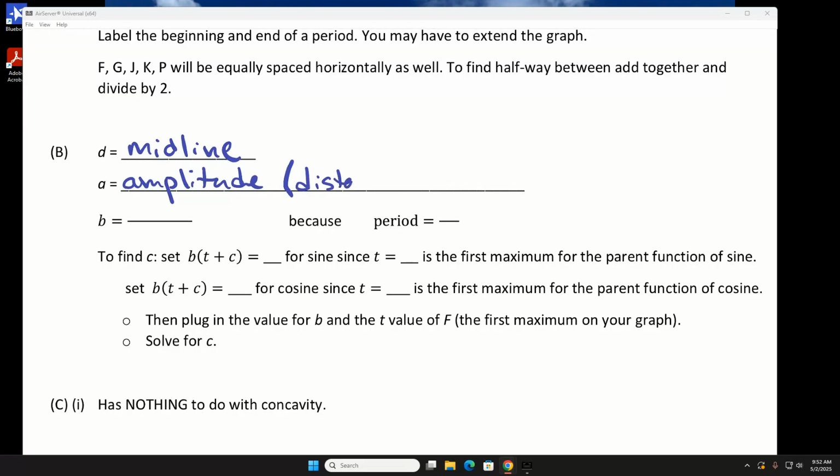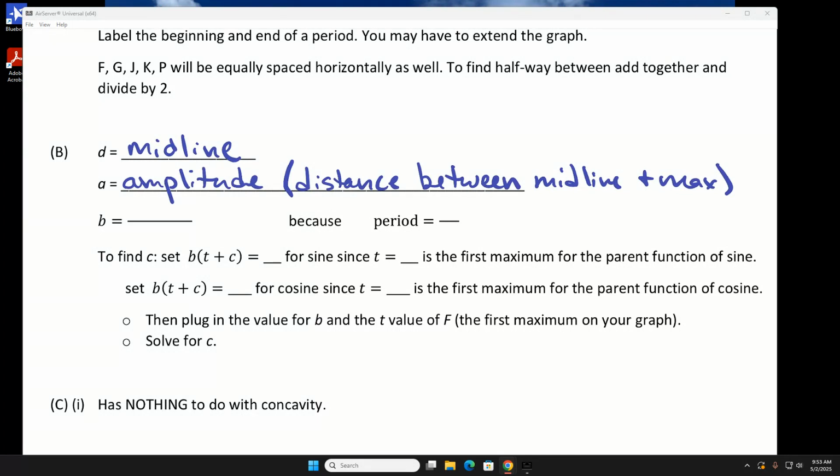And anytime you need to find the amplitude of a graph on this, or it could be on multiple choice, it's always going to be the distance between the midline and the maximum. It's also halfway between the max and min. If you ever have to do that, that'll give you the amplitude.